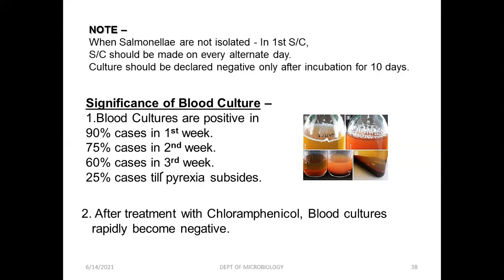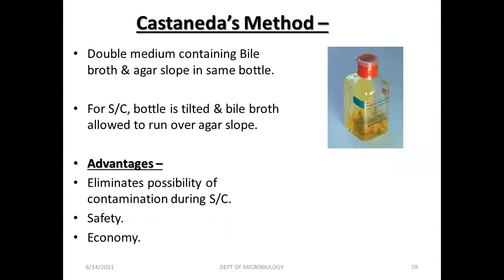If blood cultures are taken in the first week, the rate of positivity is 90%. We have already discussed it. The chances of a falling positivity rate are due to treatment with chloramphenicol. Because of this treatment, the positivity of blood culture may rapidly decrease.